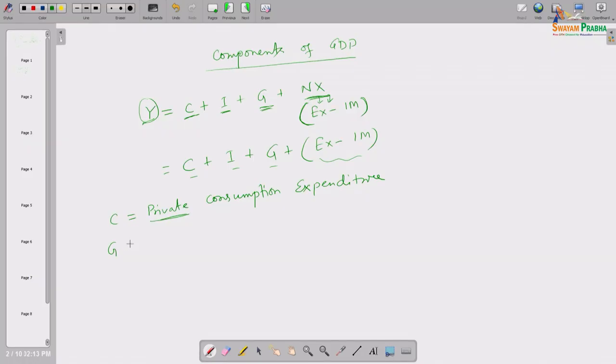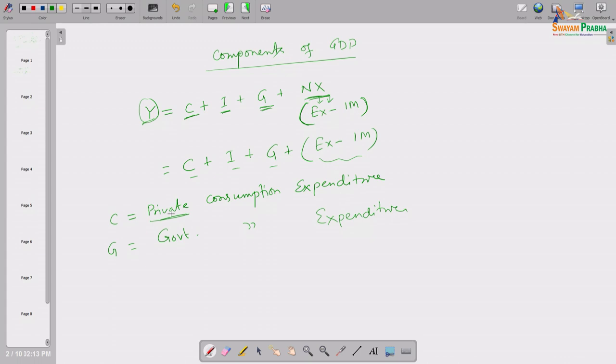Its counterpart G is basically government expenditure. Or you can more specifically say government consumption expenditure. I am coming to what those are, that is, which expenditure actually belongs to government consumption expenditure. I am coming to that.